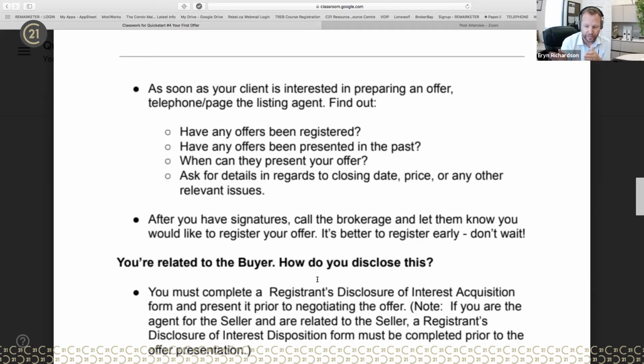If you're related to the buyer, how do you disclose this, right? Registrant disclosure of interest of acquisition form. Present that prior to negotiating the offer. What I mean by that is along with or before, okay, not after. We can't tell the seller later that you're a registered real estate agent that's related to the daughter that's purchasing the property. It's too late. They're going to say, well, had I known that, I didn't realize that they were real estate. It's a rule. So they could get you in trouble for that.